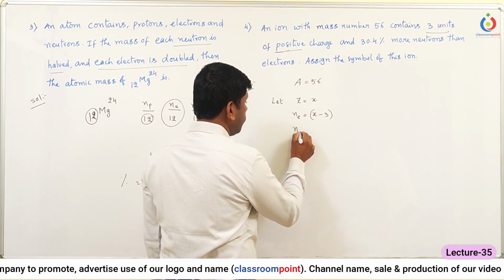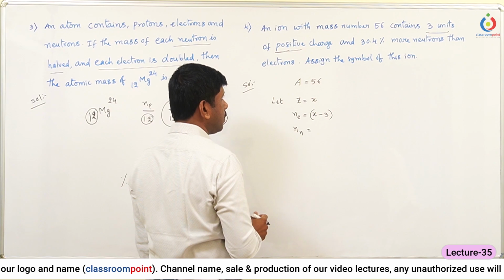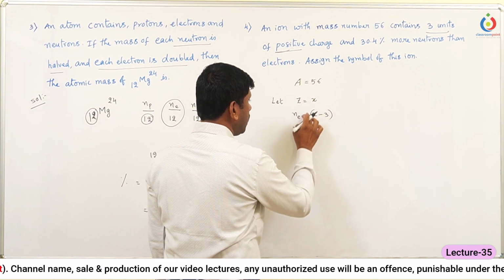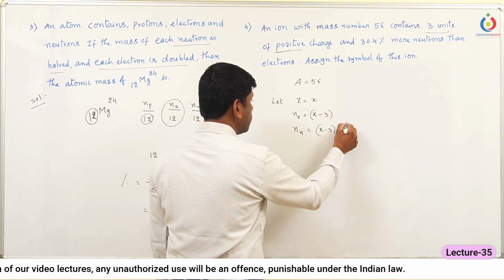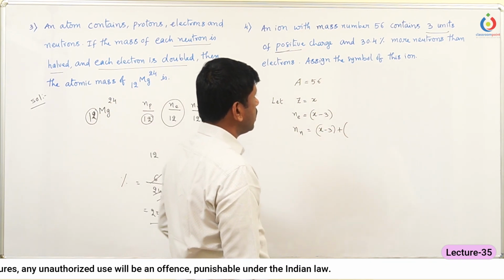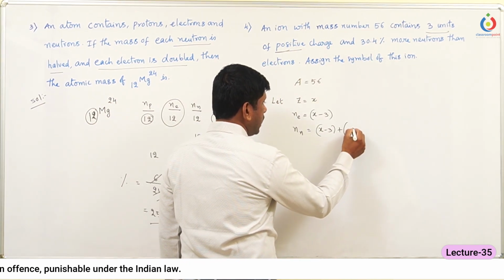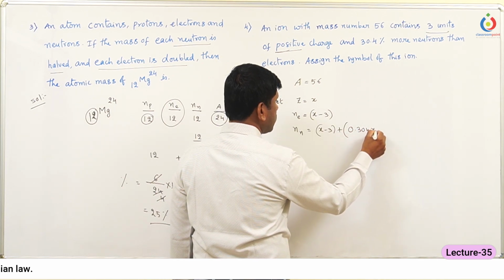Now the number of neutrons, as we don't know, let us consider the number of neutrons which is higher than the number of electrons, they said. So how much have we taken? X minus 3 plus the extra neutrons, which are 30.4%. So we can take it as 0.304 X.